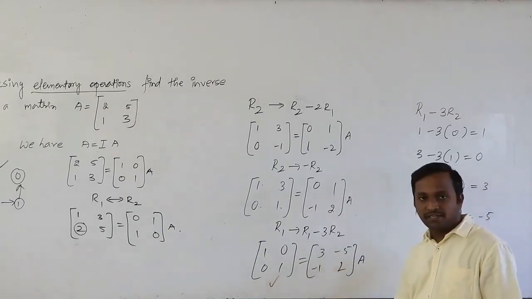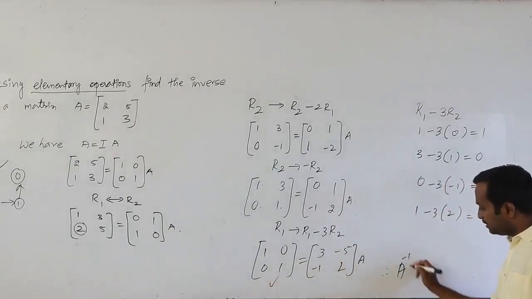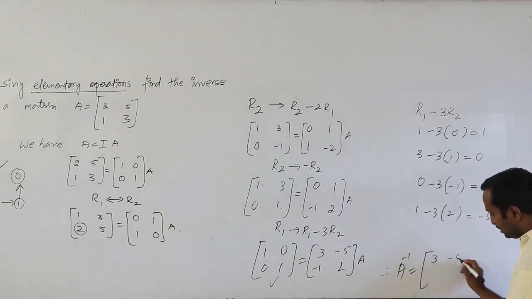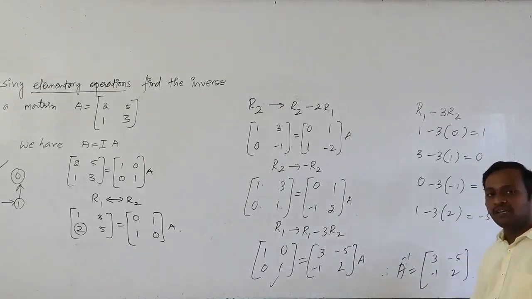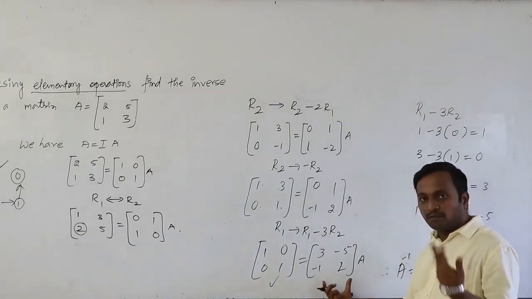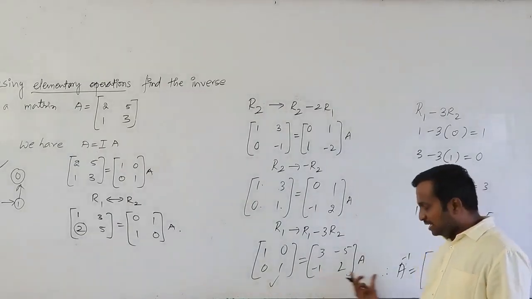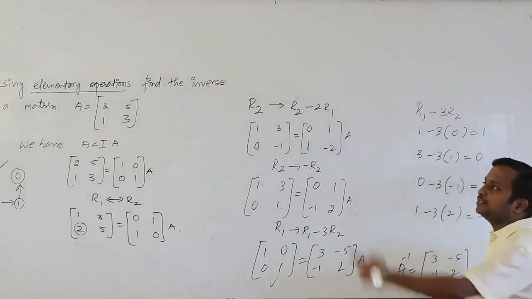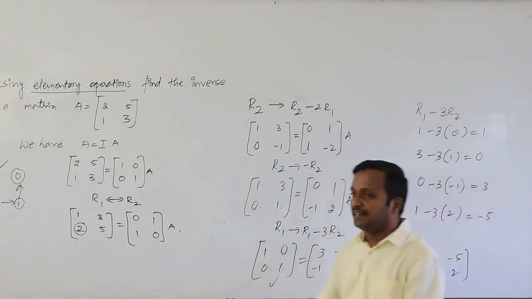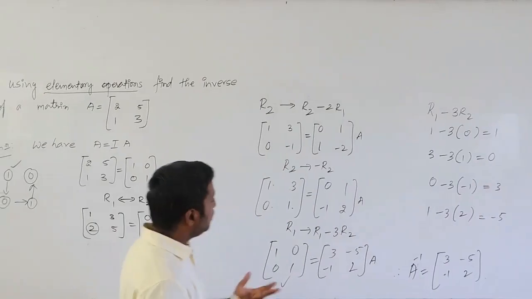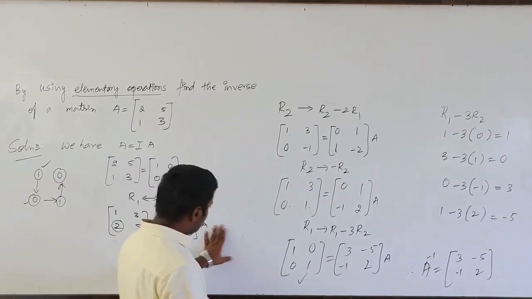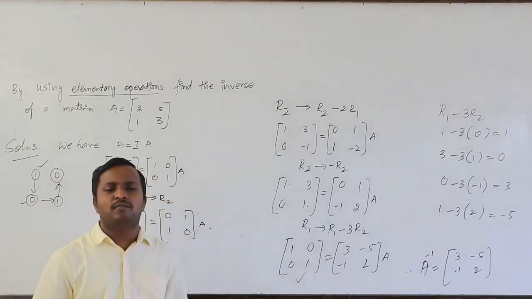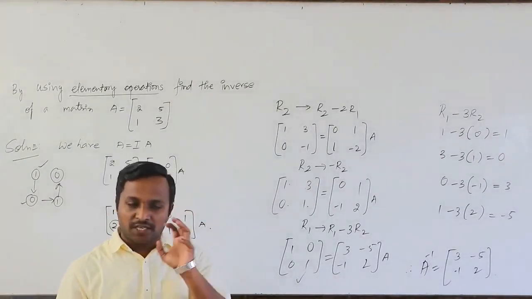We got identity. Therefore, finally, what we have to write? A inverse is 3, minus 5, minus 1. Correct. Okay? If you are practicing and want to know whether it is correct or not, what I have to do? Multiply A inverse into A. Once again, you will get the identity matrix. That's why we say that that is the inverse. Okay? And we will discuss more problems. With more practice, you will get the idea.